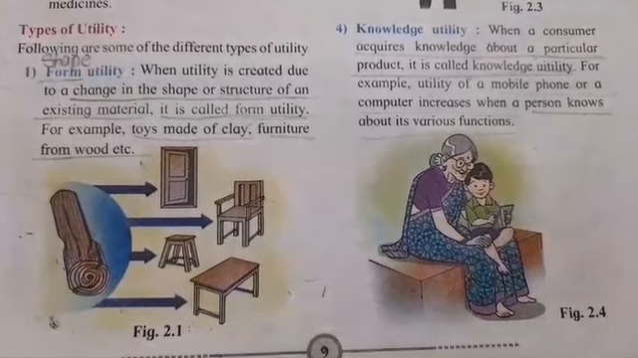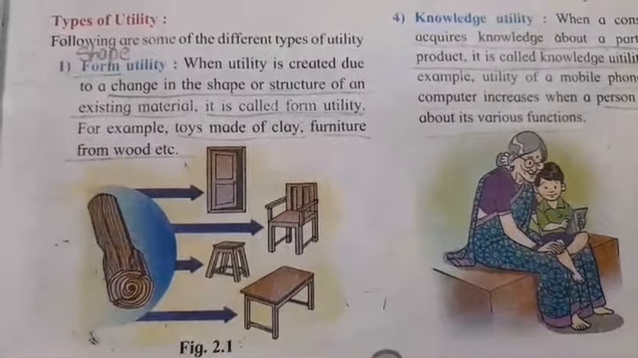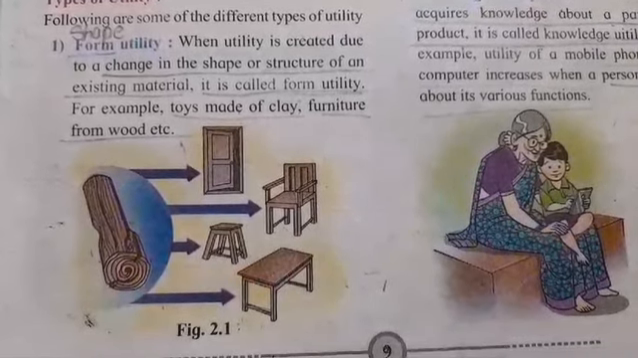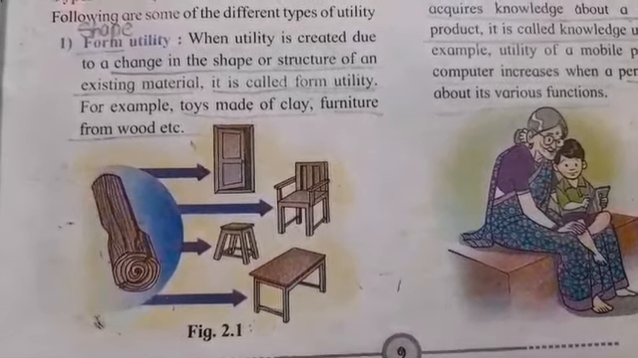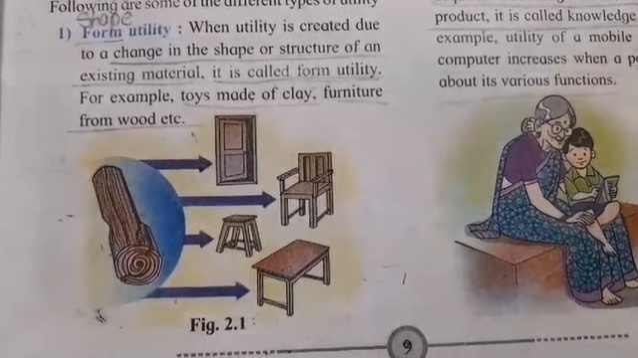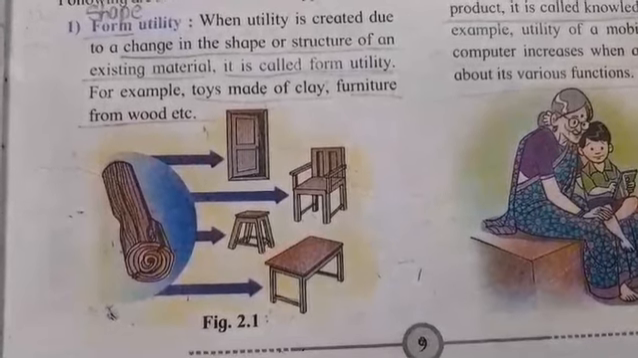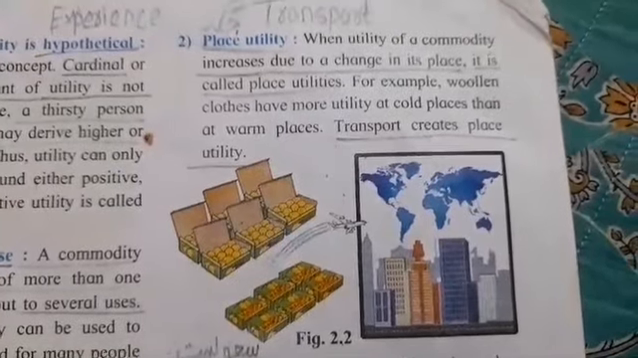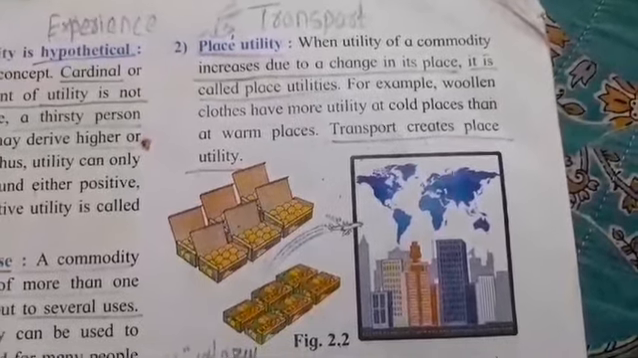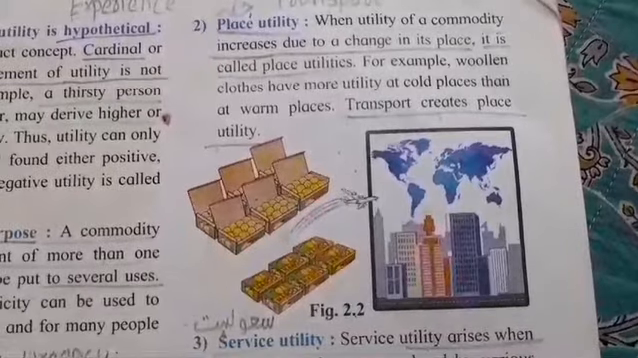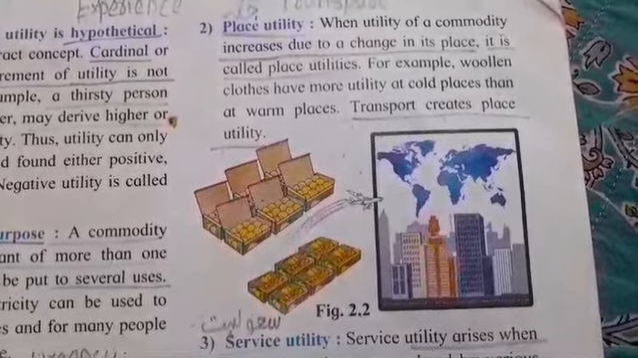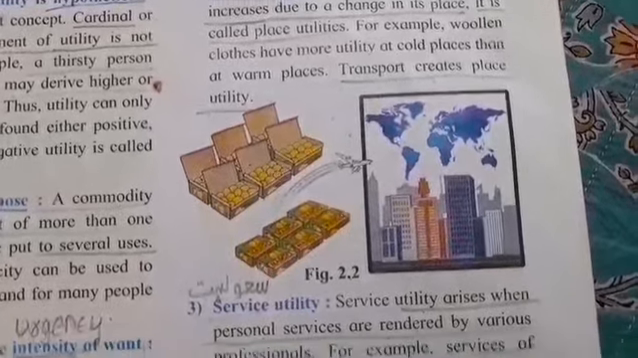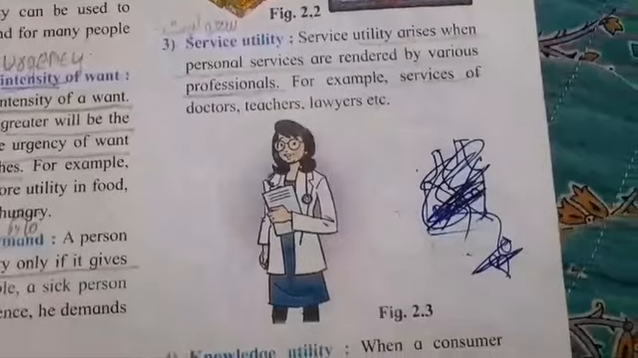Types of utility. Following are some of the different types of utility. First, form utility. When the utility is created due to a change in the shape or structure of an existing material, it is called form utility. For example, toys made of clay, furniture from wood, etc. Second, place utility. When the utility of a commodity increases due to a change in its place, it is called place utility. For example, woolen clothes have more utility at cold places than at warm places. Transport creates place utility.